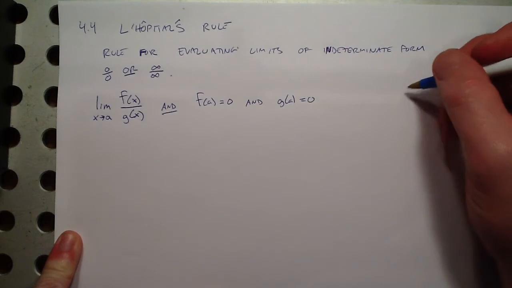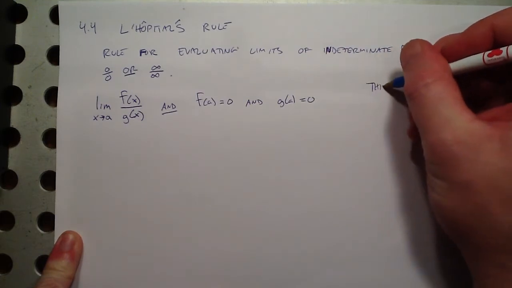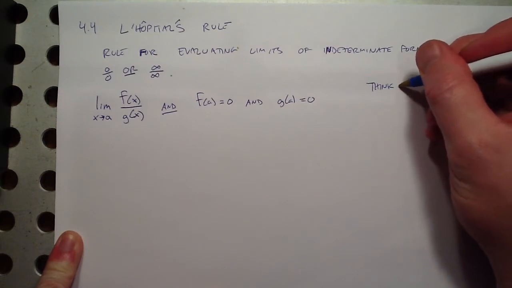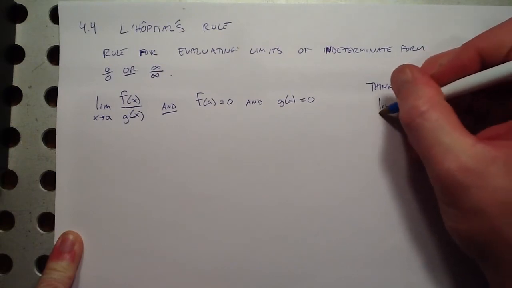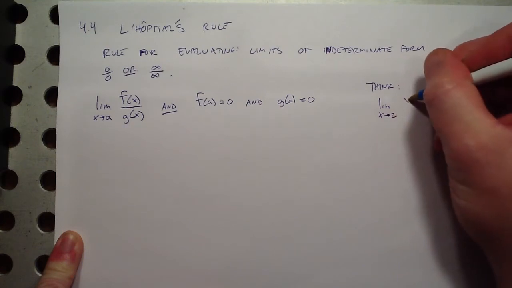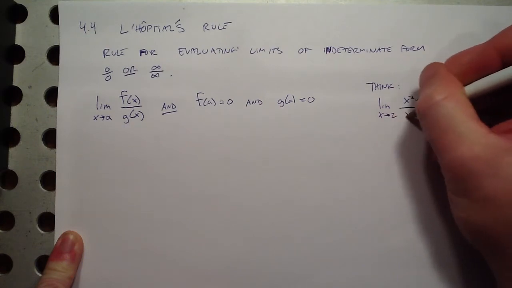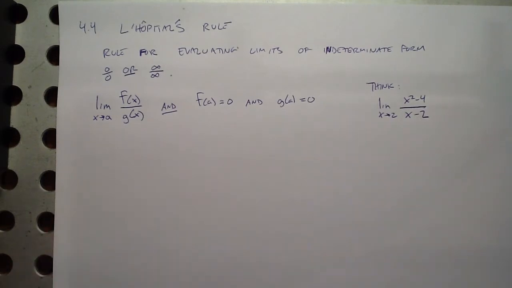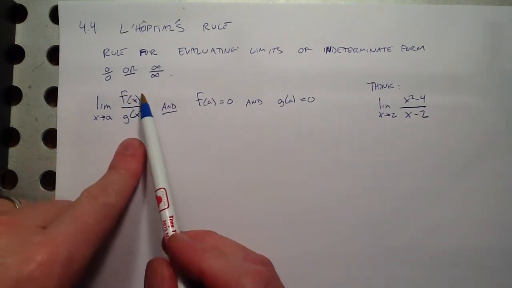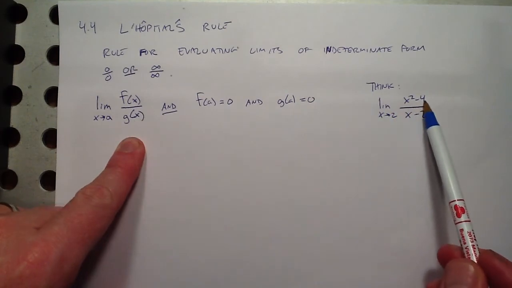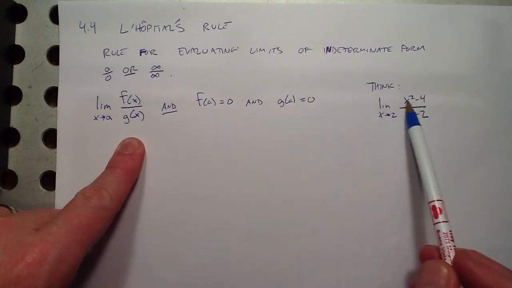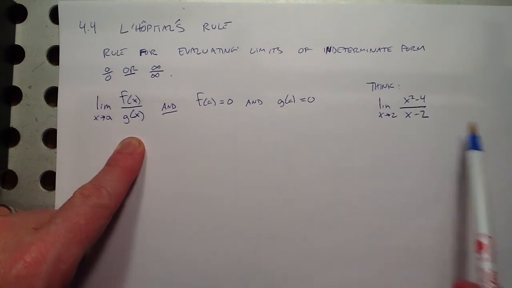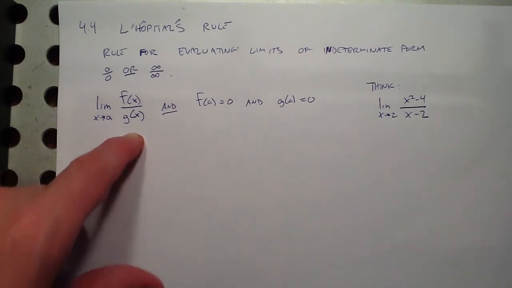So we might remind ourselves over here, if you want to think of an example to ground yourself in what's happening here, think of the limit as x approaches 2 of x squared minus 4 over x minus 2. Think about that example. That would be just like this. The f of x would be x squared minus 4, and when you plug 2 into that, you get 0, and when you plug 2 into the bottom part, you also get 0. So it's a 0 over 0.